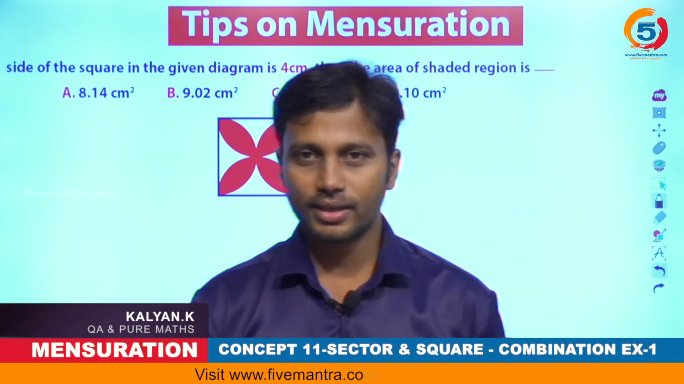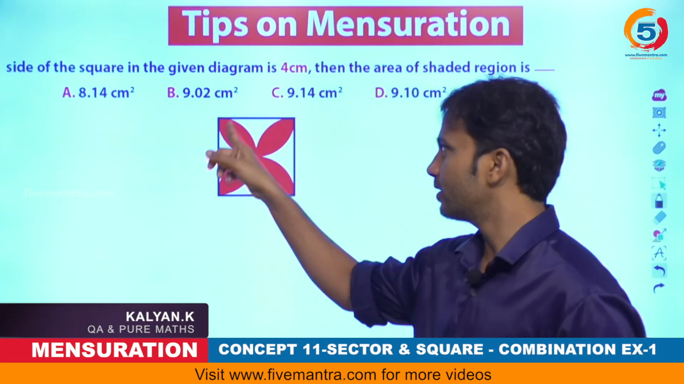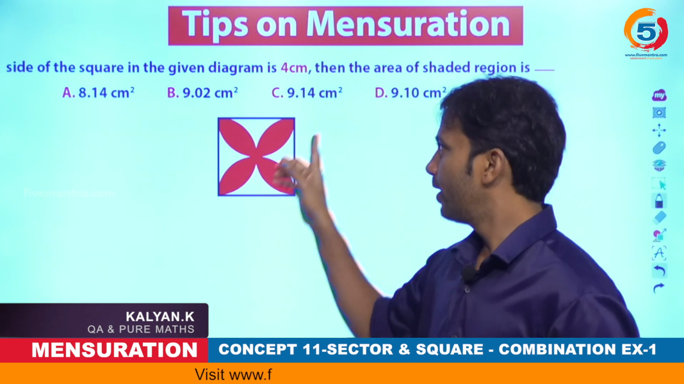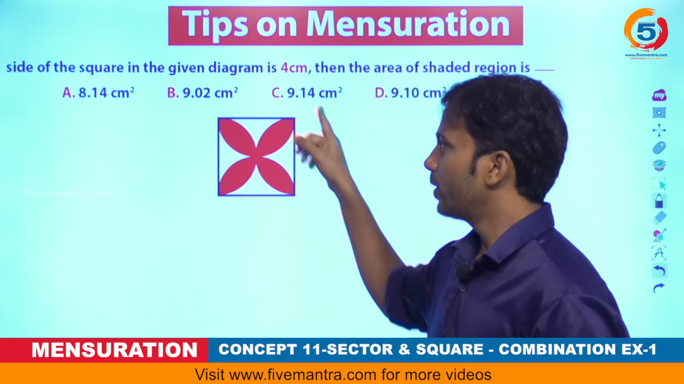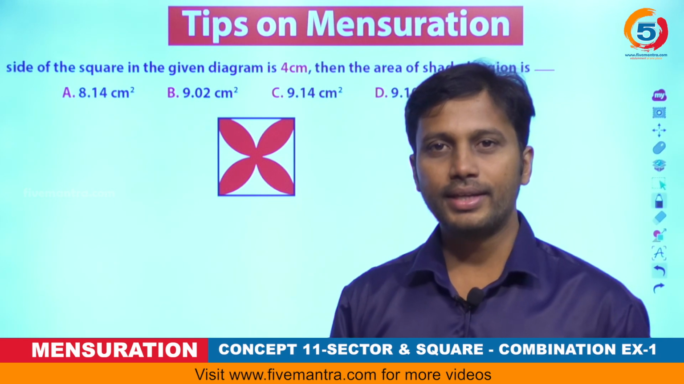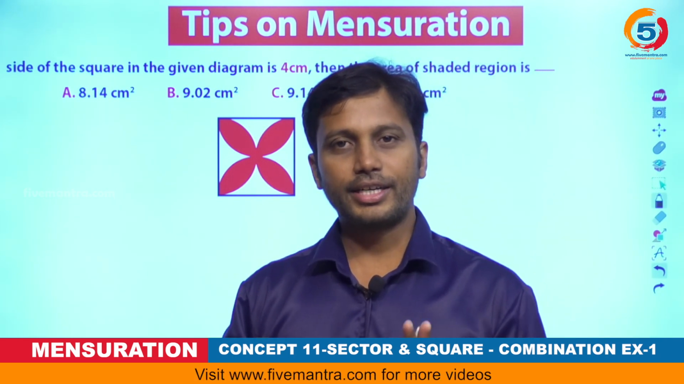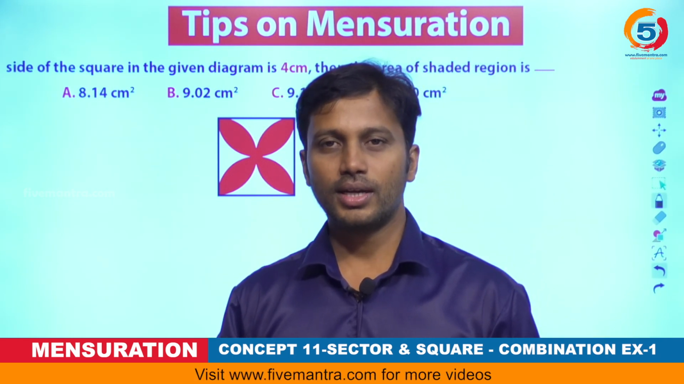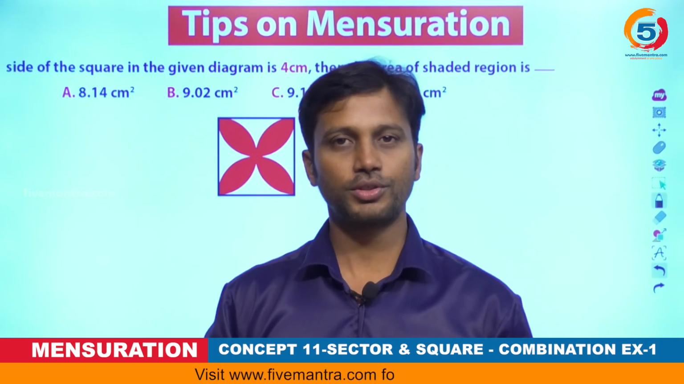Let us do this and just clearly observe that this is a pattern, where one square and 4 semicircles are given in the diagram. Related to that, we are going to ask the questions in this exercise, and we are going to finish that now.